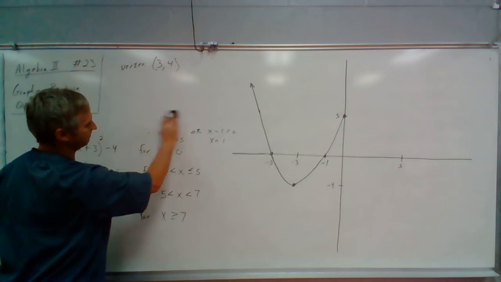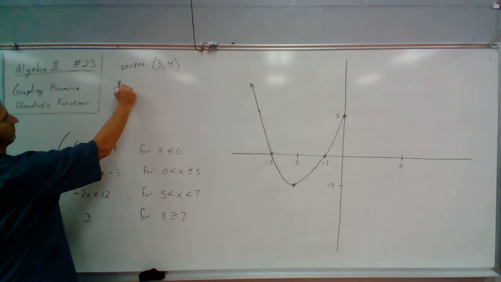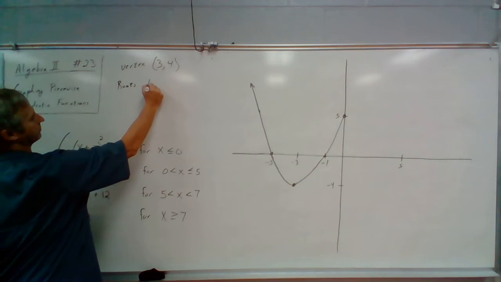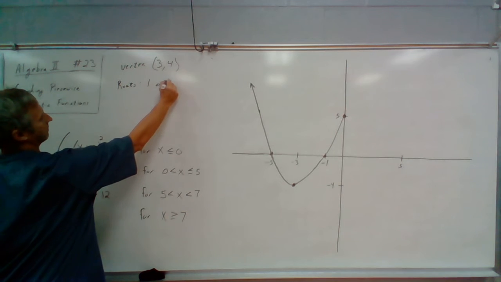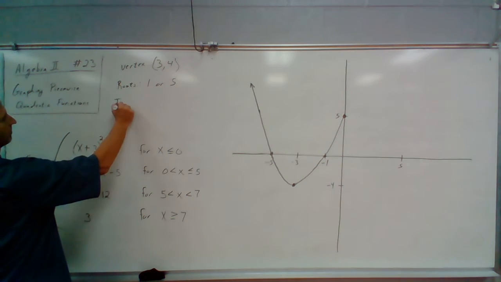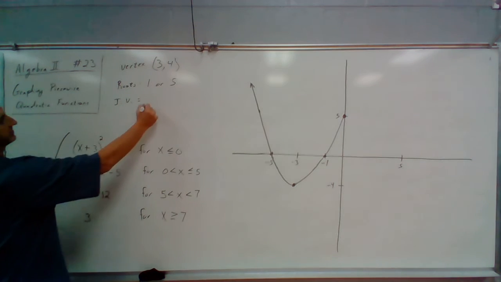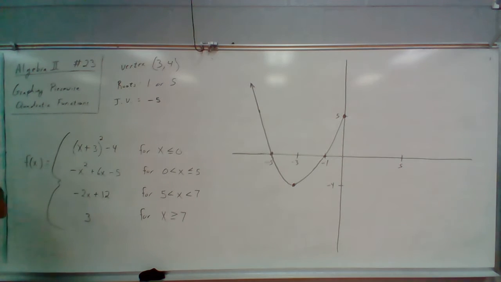Let's make some more room. Roots are 1, 5. Initial value. So I'm going to put a 0 in for x. This term will go away. This term will go away. And I'll just be left with negative 5.